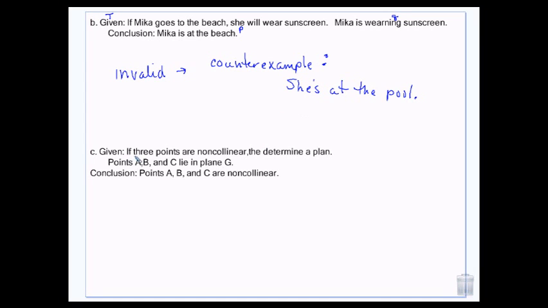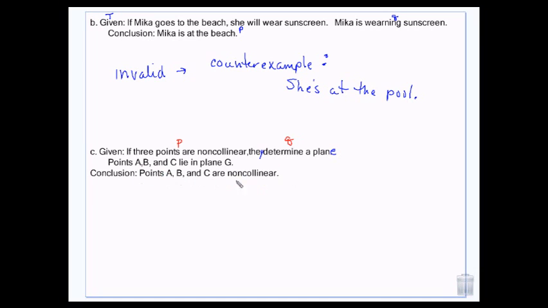Okay. If 3 points are non-collinear, oops, that's a plane, not a plan. And that's a they, not a thee. Wow, I can't type. Okay. If 3 points are non-collinear, they determine a plane. Points A, B, and C lie in plane G. My conclusion, points A, B, and C are non-collinear. It's a plane. This is P, this is Q, right?